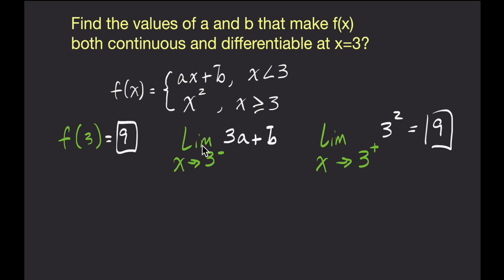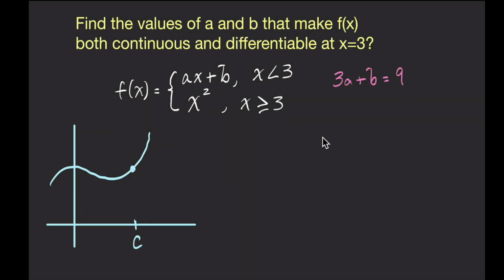Now, in order for us to find the a and the b, in order for this to be a continuous function, this value has to equal that value has to equal that value. That allows us, in part 1 here, looking at the continuity, to set 3a plus b equal to 9. Now that we have one equation, 3a plus b equals 9, let's move to the discussion as to what values would make this differentiable.